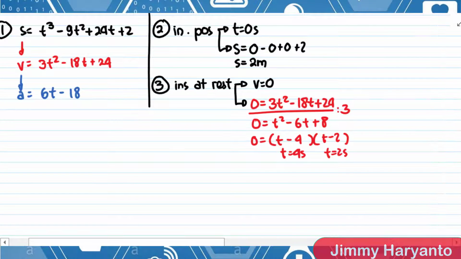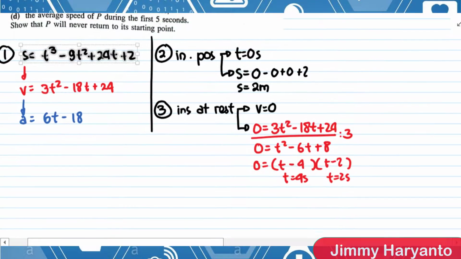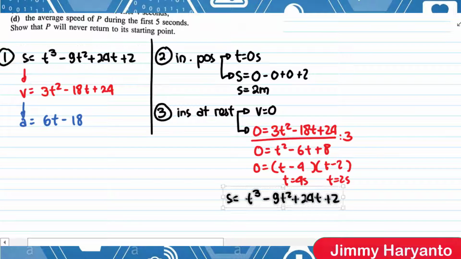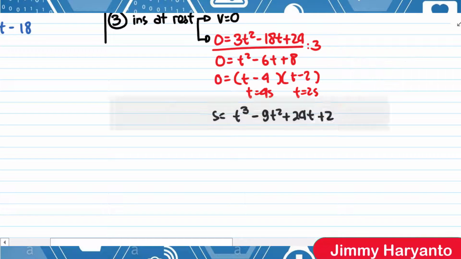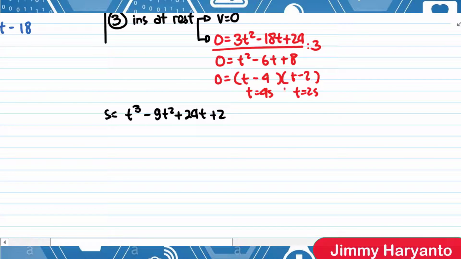Next is to find the displacement. We can find the displacement using the substitution method. For the 4 seconds, if I substitute it into the equation, I will have 18 meters, so s equals 18 meters, and for the 2 seconds I will have 22 meters.